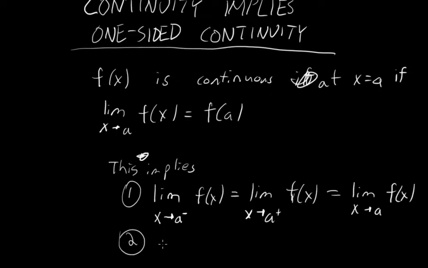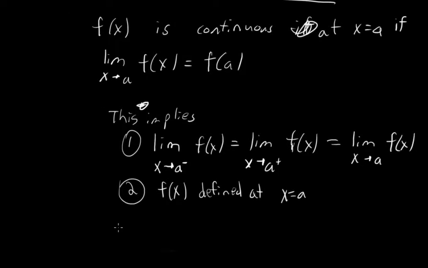We also know that f of x is defined at x equals a. And we also know that the limit as x approaches a of f of x is equal to what that function is defined as at x equals a. So it is equal to f of a.